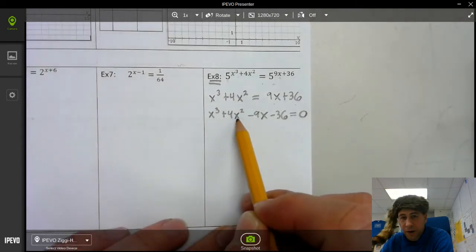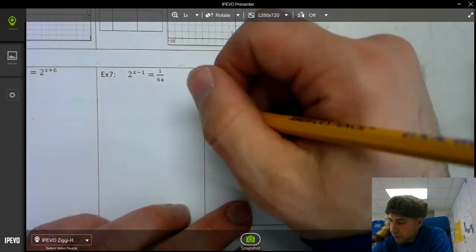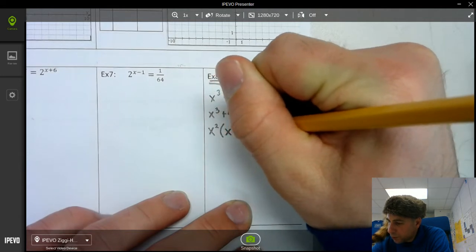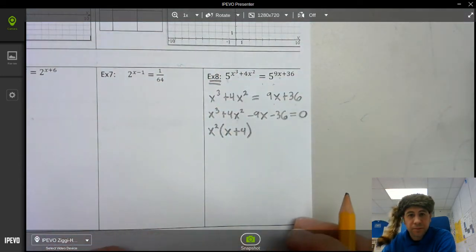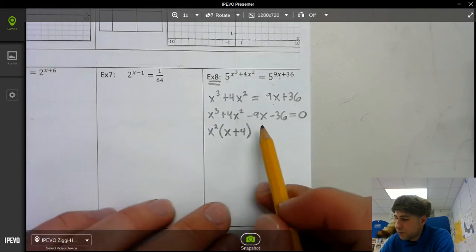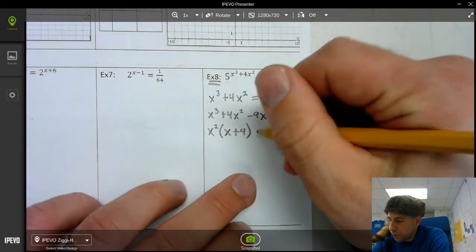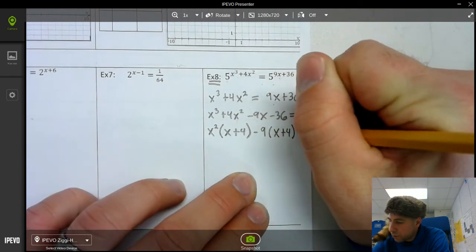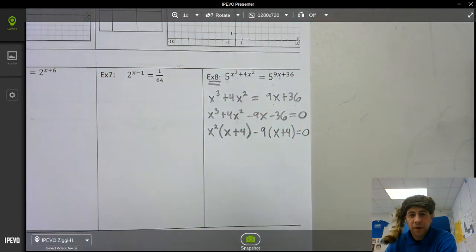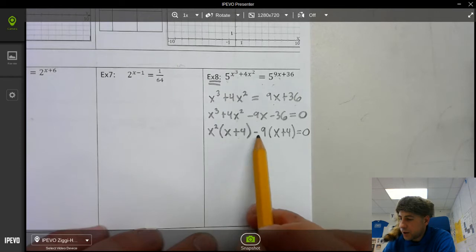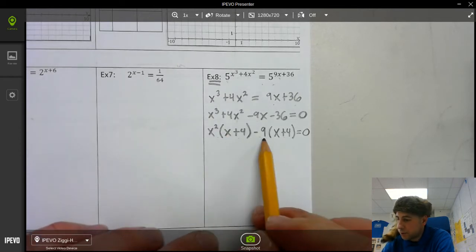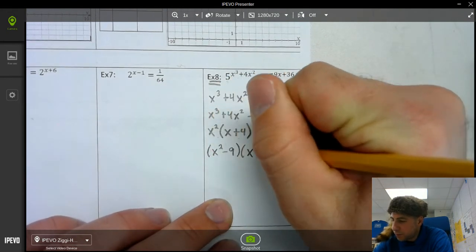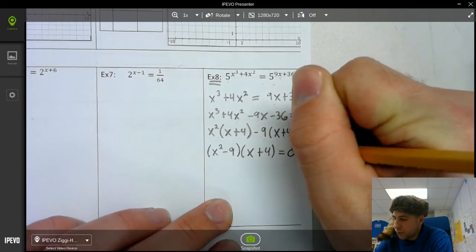So here we see that we can factor out x squared. So that's x squared times x plus 4. And here we can factor out a negative 9 from both terms. So that's minus 9 times x plus 4 equal to 0. Now, because x squared is being multiplied by x plus 4 and negative 9 is being multiplied by x plus 4, we can combine the x squared and minus 9 and have x squared minus 9 times x plus 4 equal to 0.